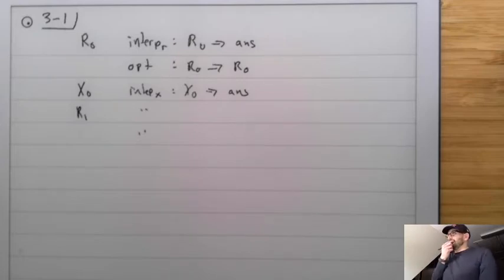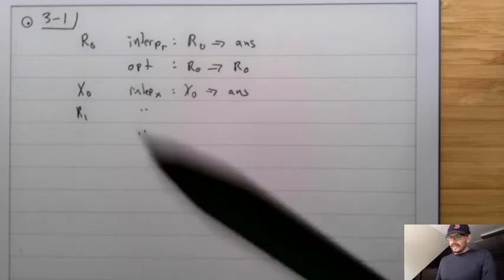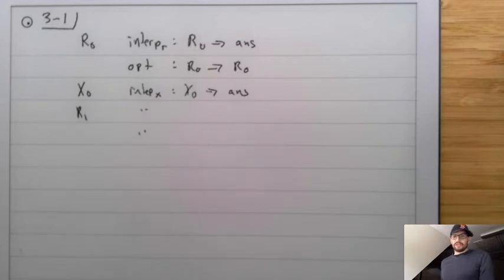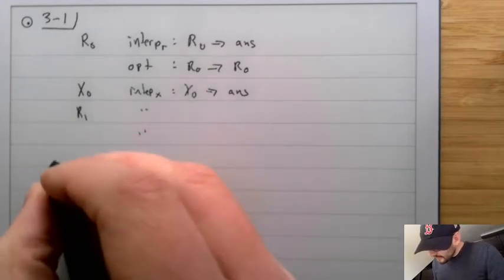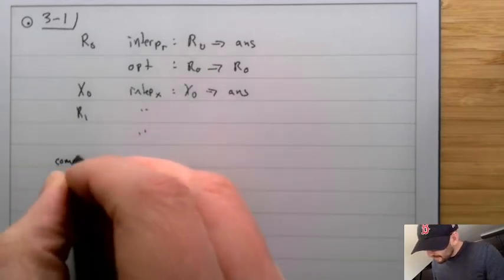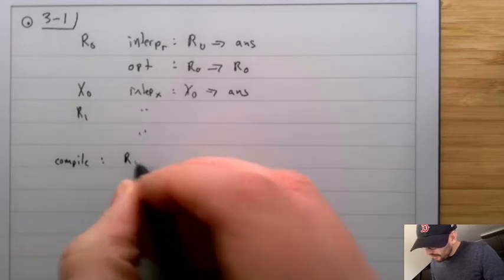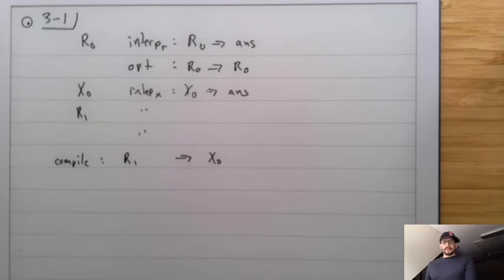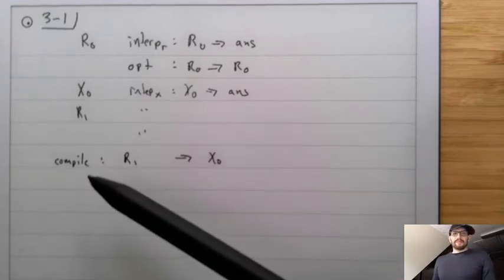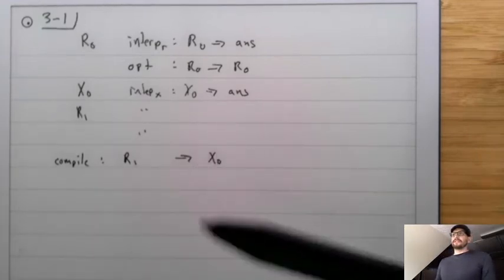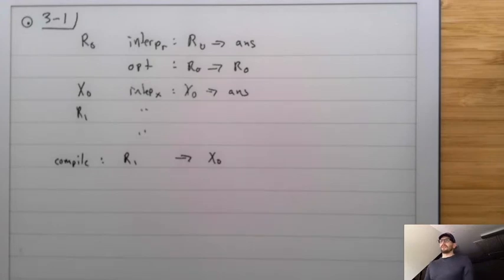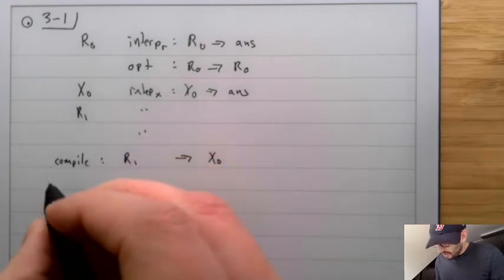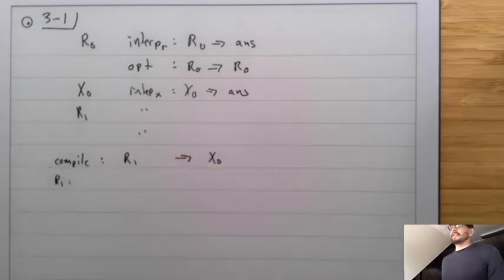Okay, so because that's what our machine can really run, the job of our compiler is to take R1 programs and produce X0 programs. So ultimately, compile is going to take an R1 program and produce an X0 program. And inside of this compiler, we have to deal with all of the differences between these languages. So what do I mean by these differences? So like R1, how can we define this language?